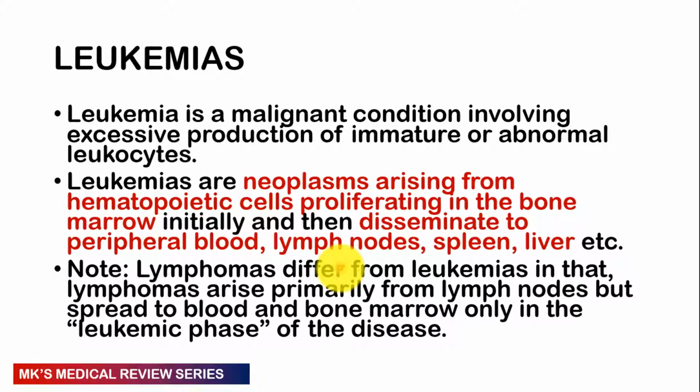You can also have what is referred to as a lymphoma, which is another malignant condition. Now, the difference between leukemias and lymphomas is that lymphomas arise primarily in solid tissues. So they arise from the lymph nodes, but in some phases, which we refer to as a leukemic phase, they can also spread to the blood and the bone marrow. But primarily, lymphomas arise from solid tissues. Leukemias are found in the blood, and the blast cells are also found in the bone marrow.